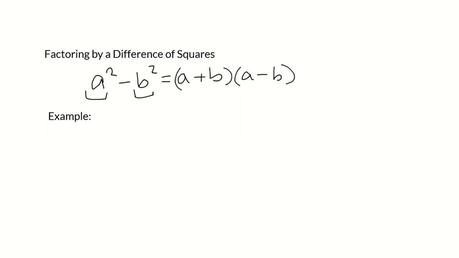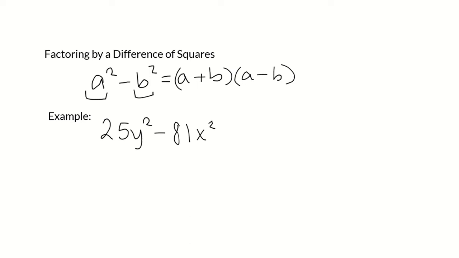So for example, we could use this pattern to factor 25y squared minus 81x squared. We have a difference because we have subtraction between these two quantities. 25 is a perfect square, y squared is a perfect square, 81 is a perfect square, and x squared is a perfect square.